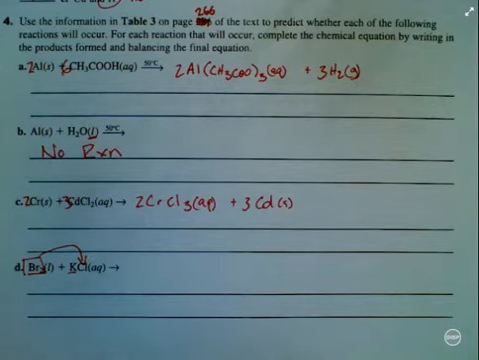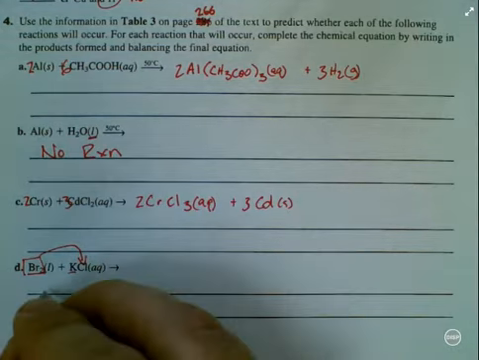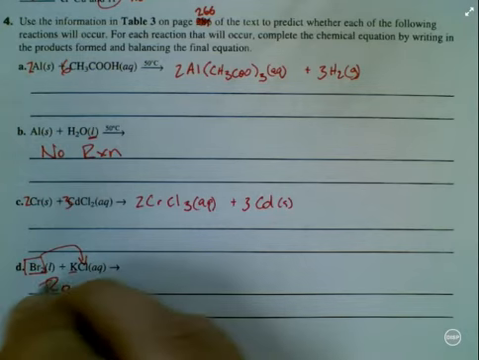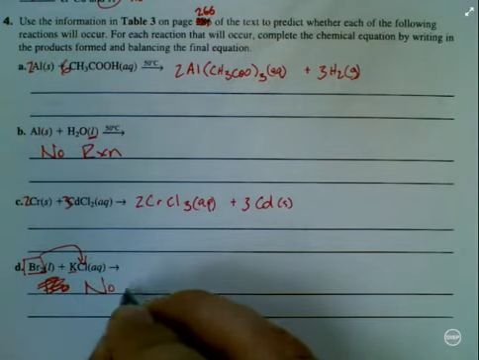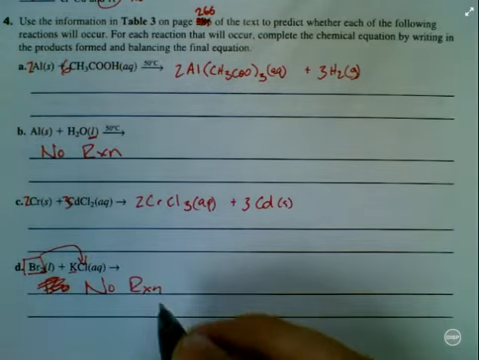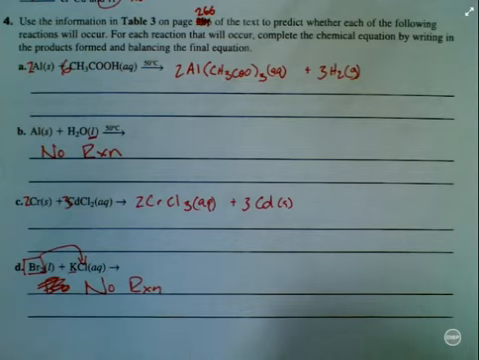You're going to see that chlorine is actually listed on top. So that means that chlorine is going to replace bromine, but not the other way around. So we're going no reaction for D. Again, do not try to memorize the activity series.